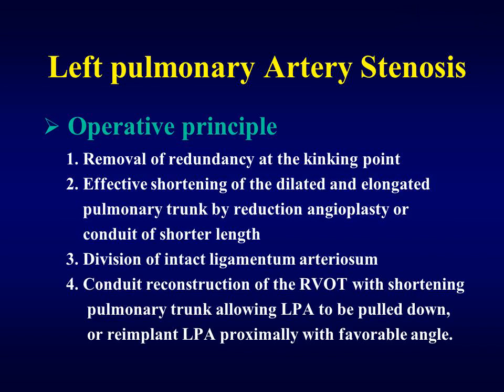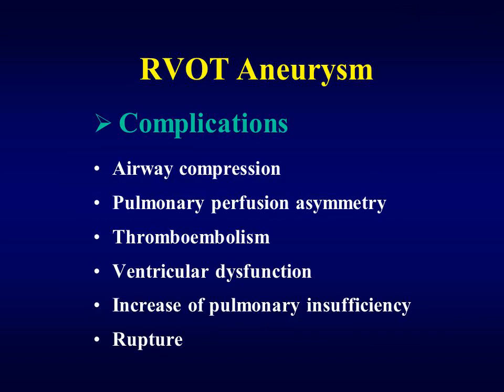Operative principles. 1. Removal of redundancy at the kinking point. 2. Effective shortening of the dilated and elongated pulmonary trunk by reduction angioplasty or conduit of shorter length. 3. Division of intact ligamentum arteriosum. 4. Conduit reconstruction of the RVOT with shortening of the pulmonary trunk, allowing the LPA to be pulled down, or reimplant the LPA proximally with a favorable angle. RVOT aneurysm complications: airway compression.